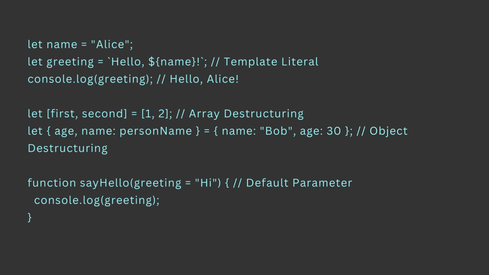It uses template literals to create a string with dynamic content, array destructuring to assign values from an array to variables, and object destructuring to extract values from an object. Additionally, it defines a function sayHello with a default parameter value, allowing it to be called without arguments. This code improves readability and flexibility, demonstrating the power of modern JavaScript syntax.